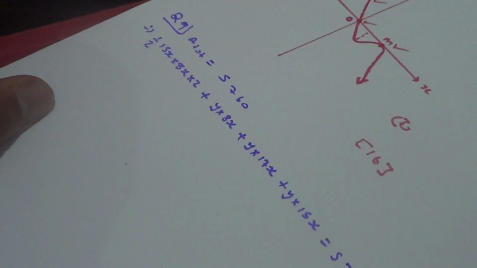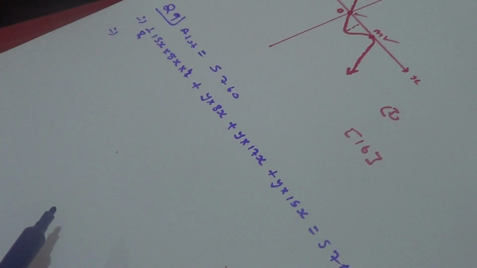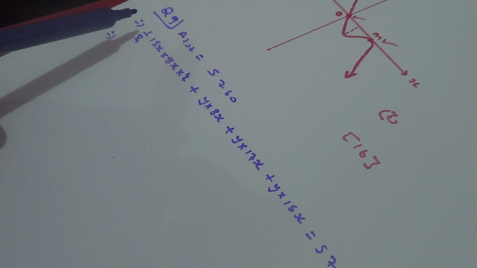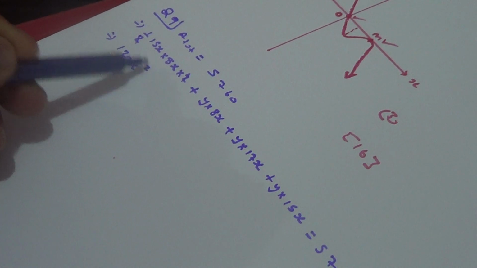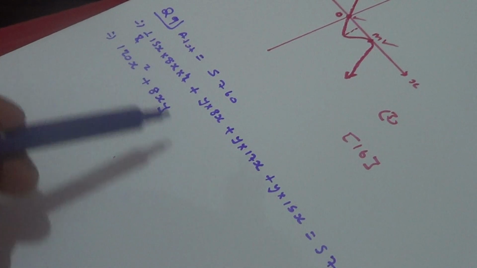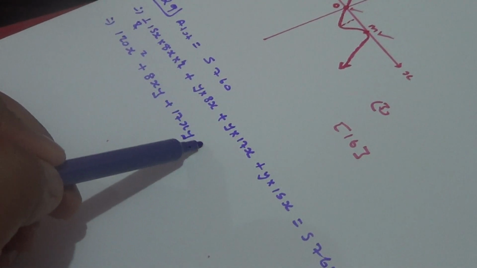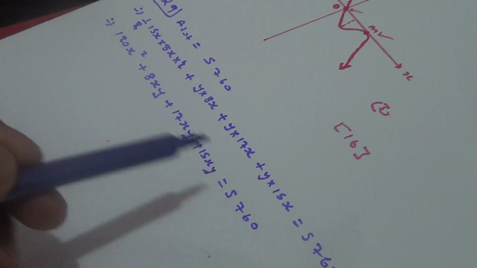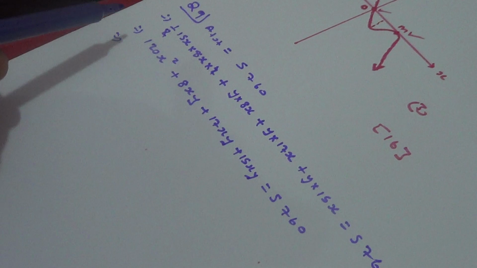Great. So it's a very long and annoying expression here. This implies we know that 2 cancels the 2. So all we have here is 15 by 8, which is 120, I think. So here we have 120x squared, because it's x times x, alright? Plus here we have 8xy, plus 17xy, plus 15xy, equals 5,760. Cool. Not a difficult thing to do here.